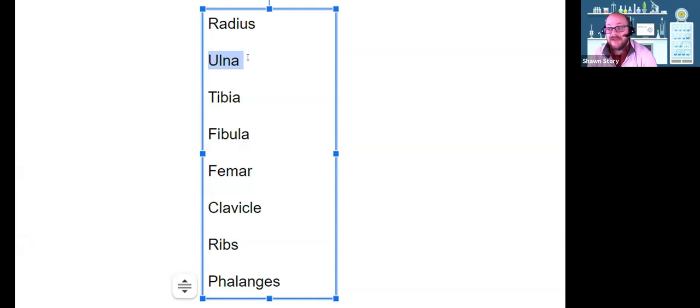Our leg does the same thing. The bottom part of our leg is actually 2 bones coming down, but which one is which? We have tibia and we have fibula. Which one's our tibia and which one's our fibula? What part of our leg?